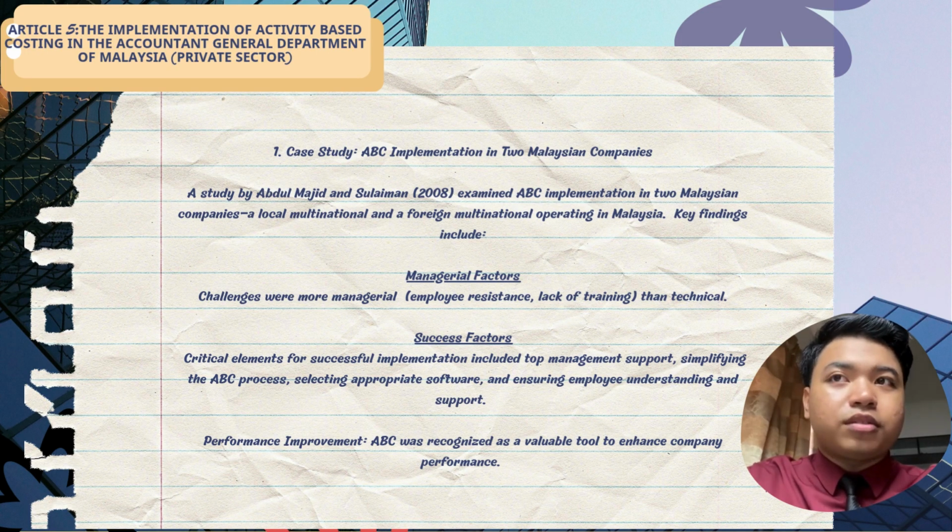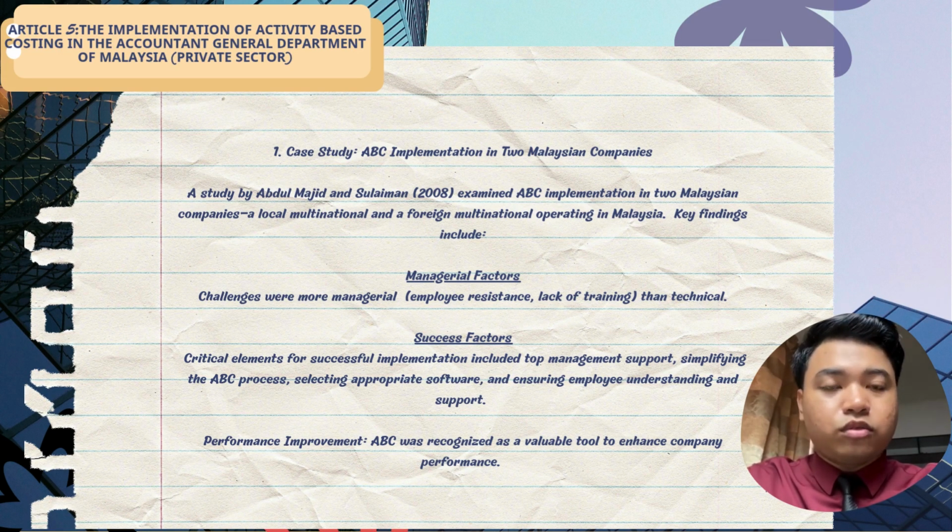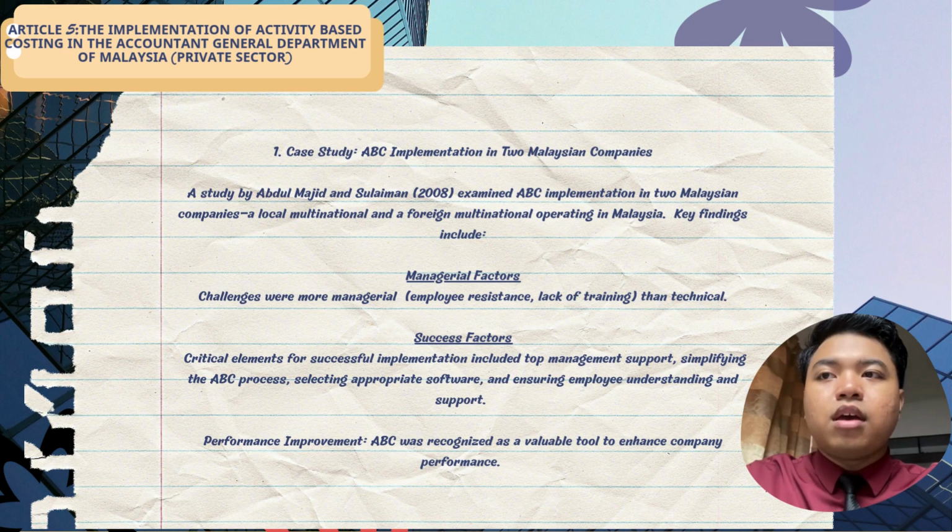Here's a more detailed explanation of the 3 case studies. Number 1, ABC implementation in 2 Malaysian companies, Abdul Majid and Sulaiman, 2008. This case study focused on 2 companies, one local and one foreign multinational in Malaysia. This is to examine their ABC implementation processes. I would like to share the key insights.